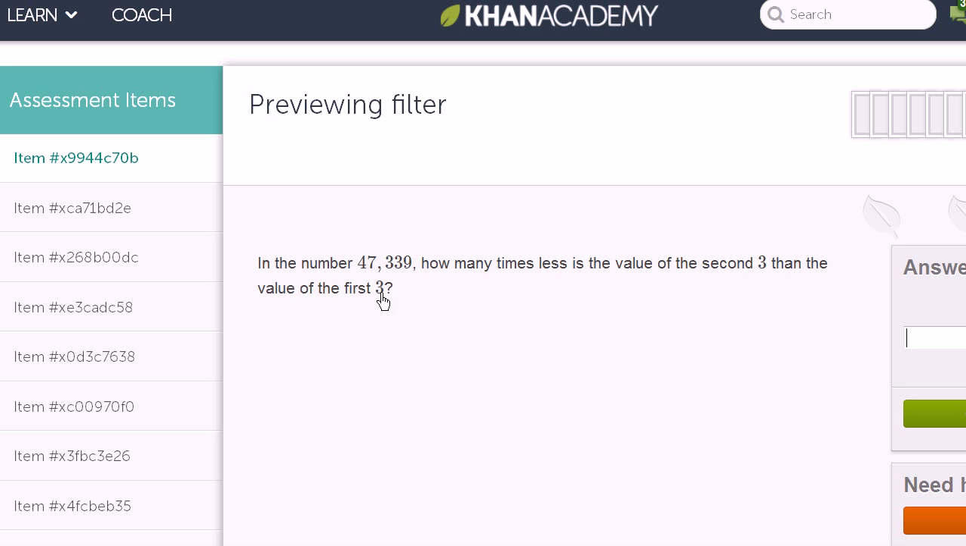So over here, in the number 47,339, how many times less is the value of the second 3 than the value of the first 3? So the second 3 represents 30. It's in the tens place. It's 3 tens. This 3 is in the hundreds place. It represents 3 hundreds. So 30 is 10 times less than 300. So you would type in 10.